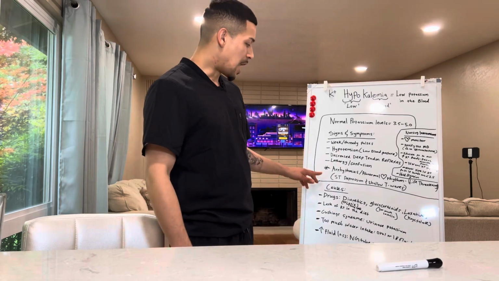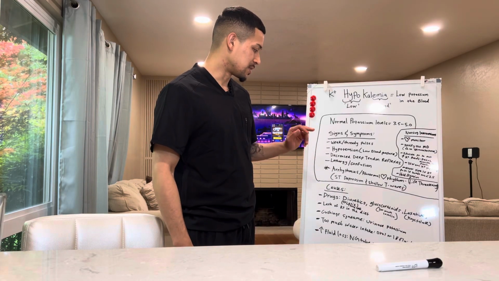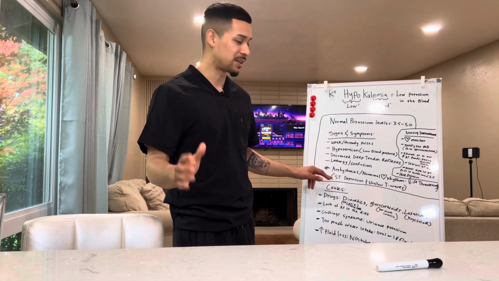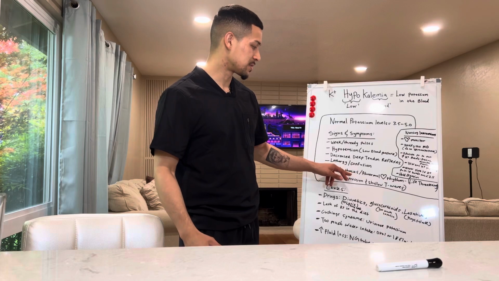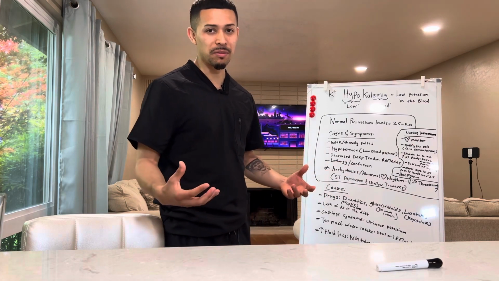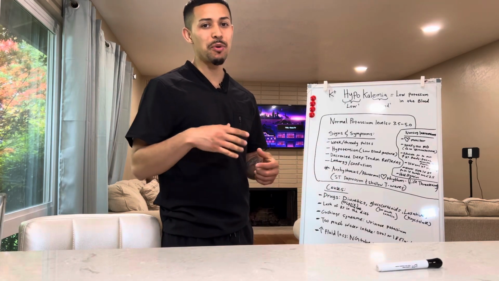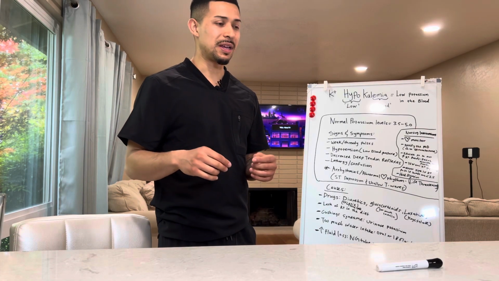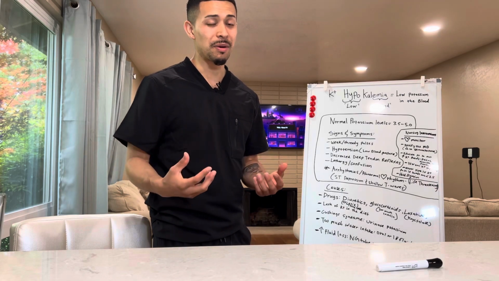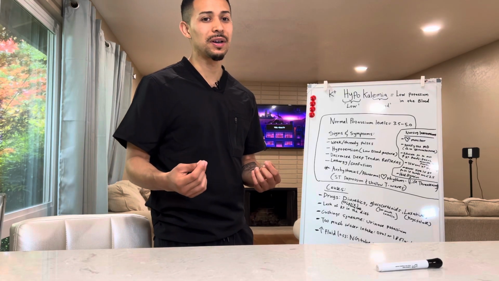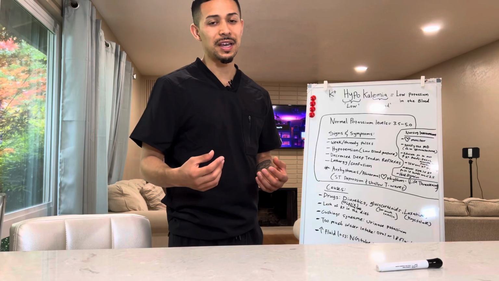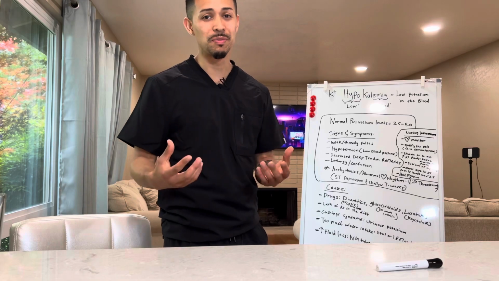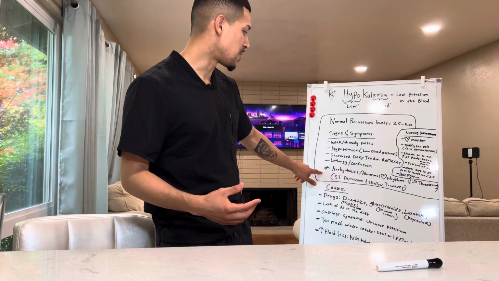Okay? Now I put a star next to this sign and symptom of hypokalemia because it's the most important one. This is arrhythmias, abnormal heart rhythms. When you have hypokalemia, the biggest sign you should be looking for is what is the patient's heart rhythm, because hypokalemia can lead to arrhythmias, and not just any kind of arrhythmias. It can lead to life-threatening arrhythmias, okay? So that's why I put a star here.